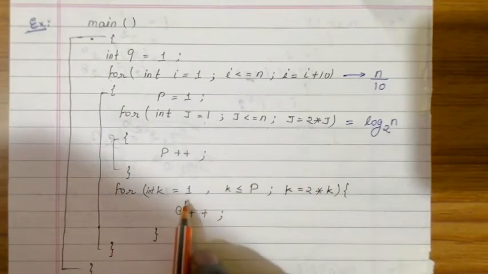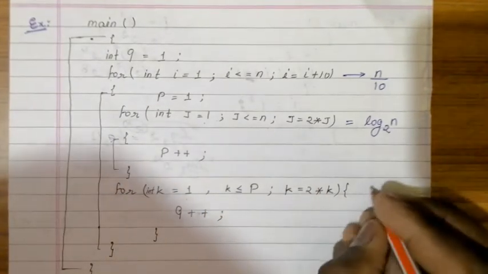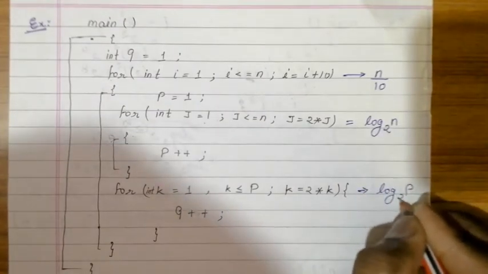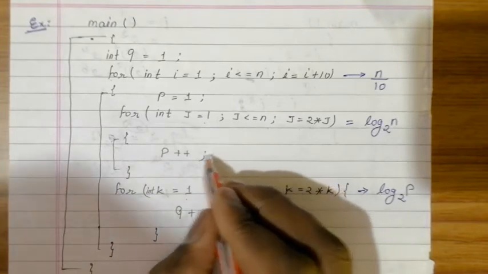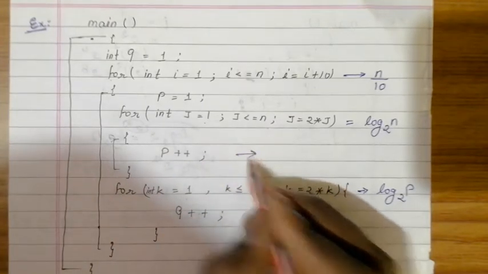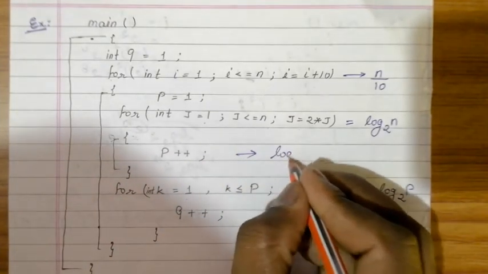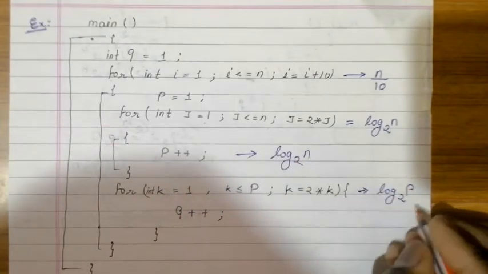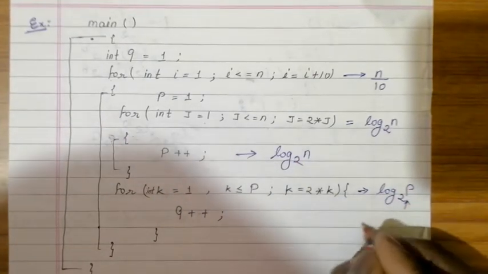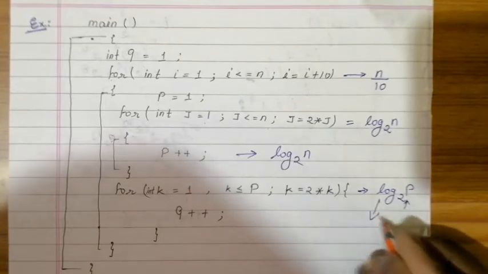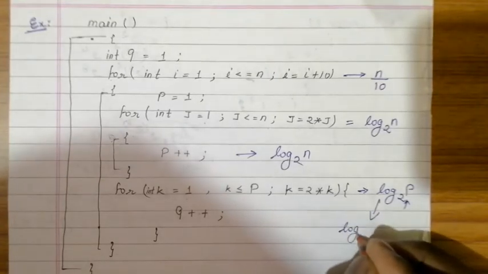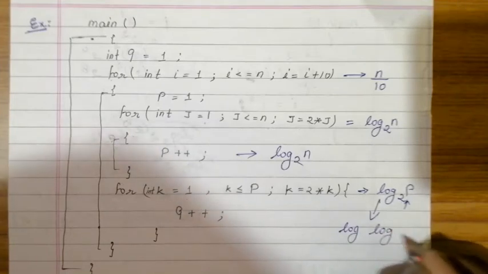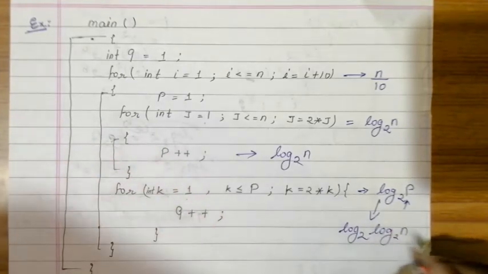And now you see the second inner for loop. The k value will go from 1 to p, so the time complexity of this loop is log p base 2. And from here you can see the p value will go log n base 2 times. So if you put the p value here, the overall time complexity of this second inner for loop is log n base 2.